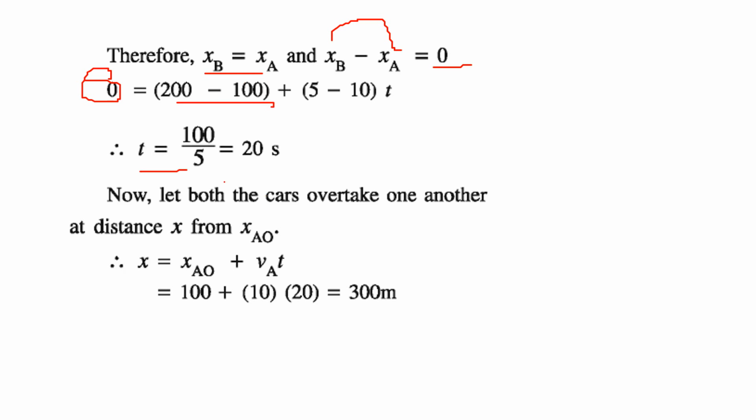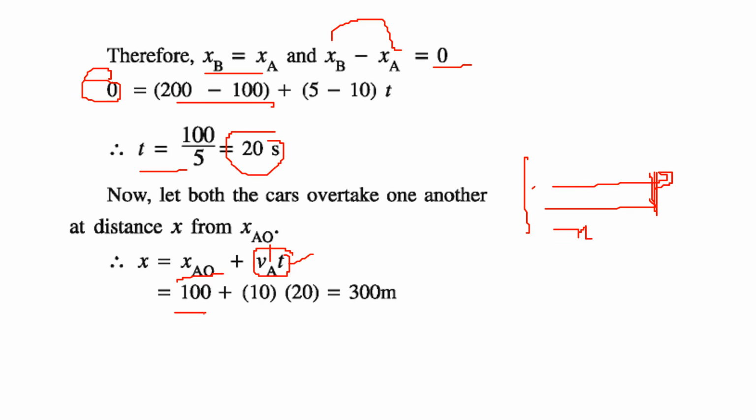Now let both cars overtake at some x from XAO. So x equal to XAO plus VA t. It starts with 100, means initial position of A is 100, and in this time t, VA will move what distance? Speed equal to distance by time, so distance will be speed into time. So speed of A is VA, t is what we just found out to be 20. Let us add 100 with 10 into 20, that is 300 meters.